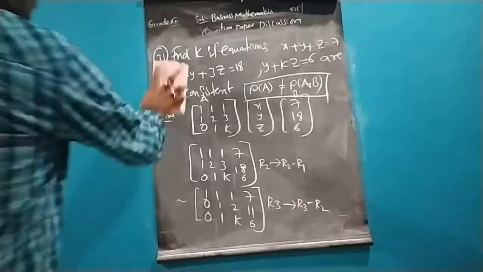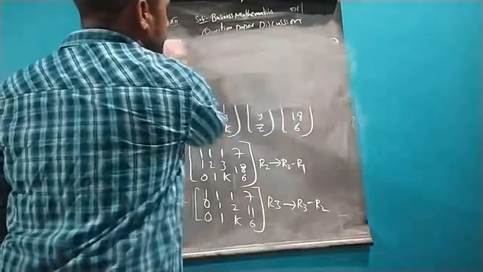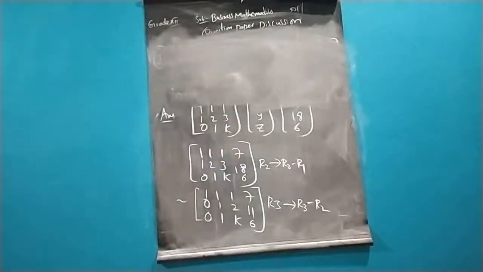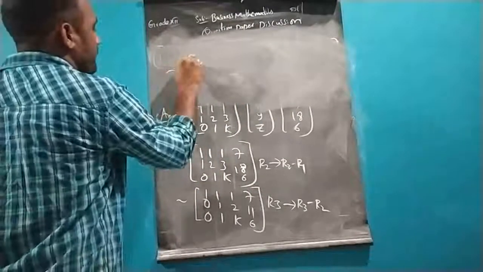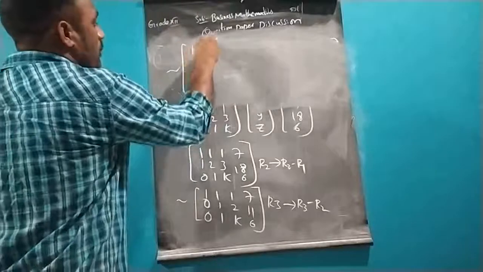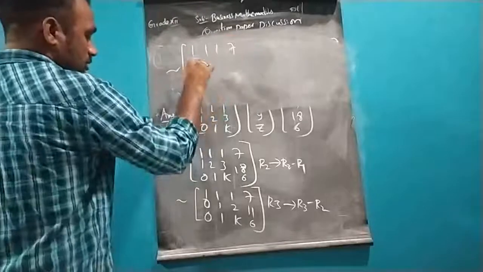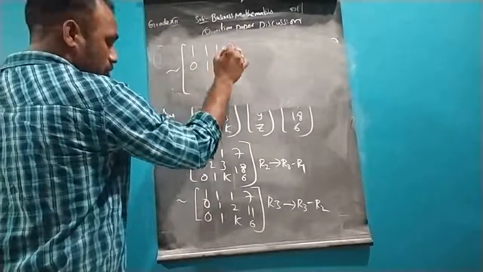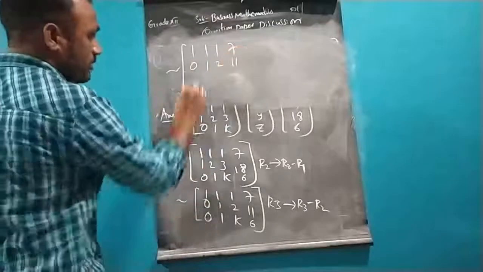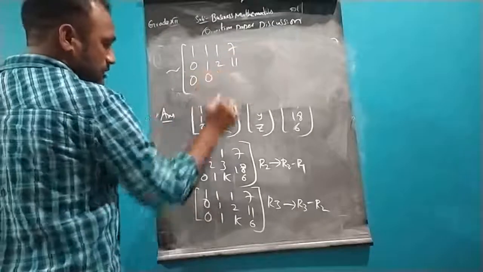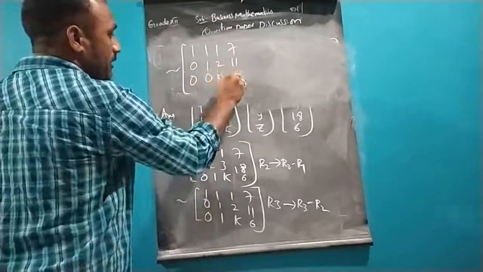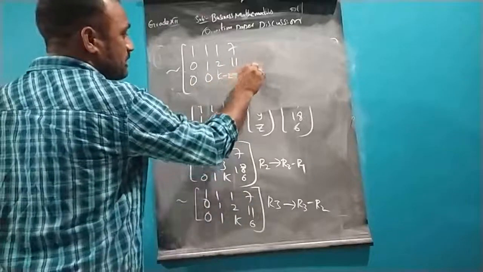So that can be written as 1 1 1 7, 0 1 2 11, and here 0 minus 0, 1 minus 1 is 0, and here it will be k minus 2, and 6 minus 11 is minus 5.